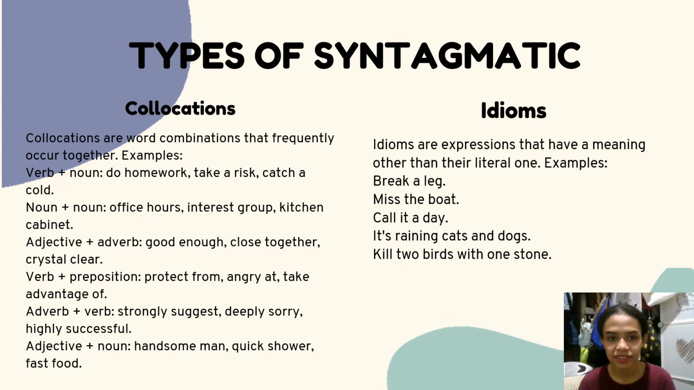It has two kinds. The first, collocation. Collocations are word combinations that frequently occur together. For example, verb plus noun: do homework, take a risk, get a cold. Noun plus noun: office hours, interest group, kitchen cabinet. Adverb plus adjective: good enough, close together, crystal clear. Verb plus preposition: protect from, angry at, take advantage of. Adverb plus verb: strongly suggest, deeply sorry. Highly successful. Adjective plus noun, like handsome man, quick shower, and fast food.